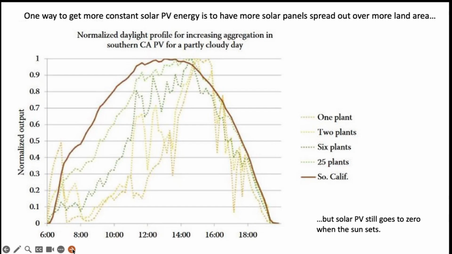Now, another way to get more constant solar photovoltaic is to have more solar panels spread out over more land area, but you're still going to have this curve that goes from zero when the sun comes up to a maximum at noon in the afternoon to zero when the sun goes down. So you can see that you can smooth this out by having basically an entire state integrating the solar that it generates. Whereas one plant, two plants, they're much spikier because clouds come over, right?